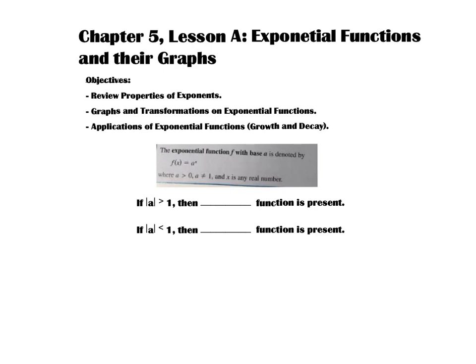Hello everyone, Chapter 5, Lesson Alpha, Exponential Functions and their Graphs. Objectives are to review some properties of exponents. Graphs and transformations of exponential functions will then be covered. And then actually we're going to save applications of exponential functions for part 2 of Lesson Alpha, for later.